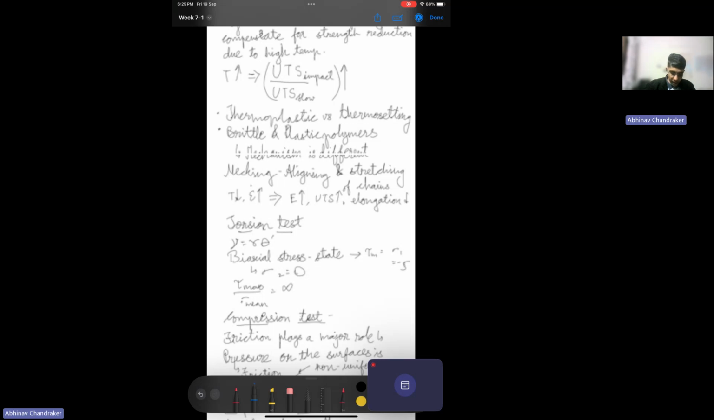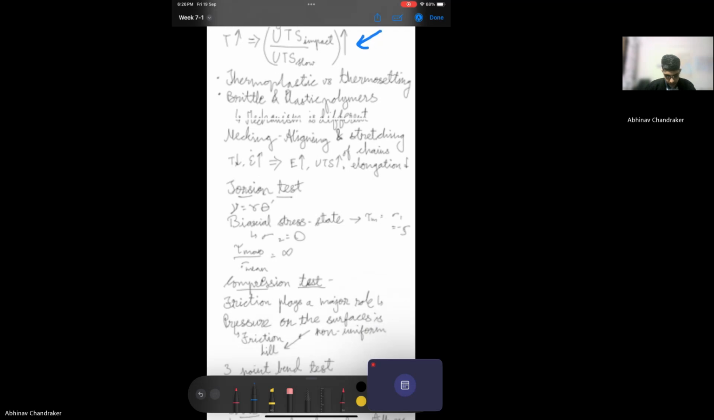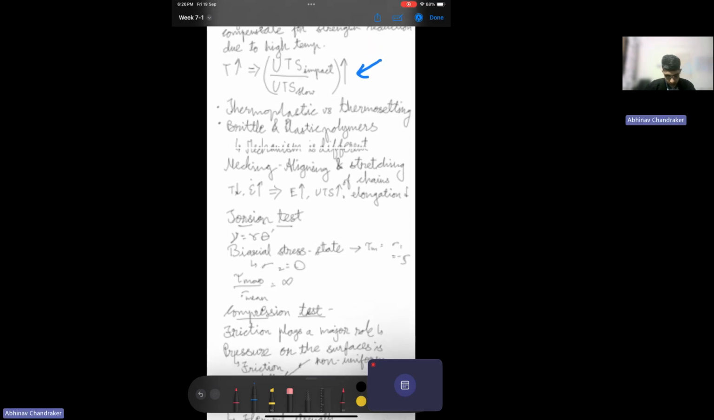As you can see here, the impact strength will increase if temperature increases, while a continuation to this will be that the UTS at slow strain rates will increase if the temperature decreases. So at high temperatures, UTS at slow rates is decreasing, but UTS at impact is increasing.